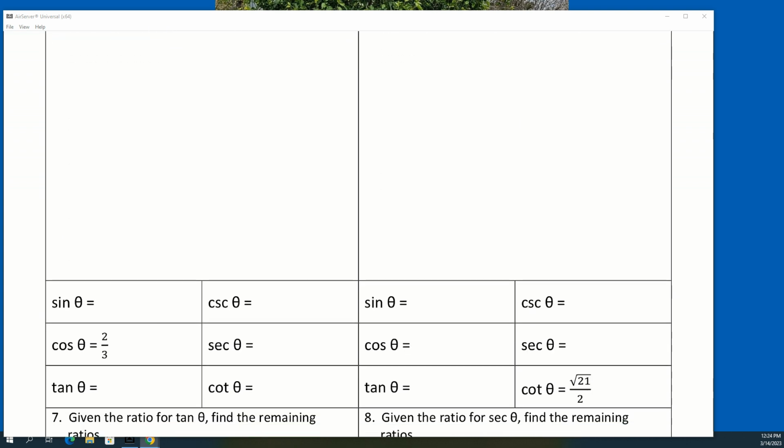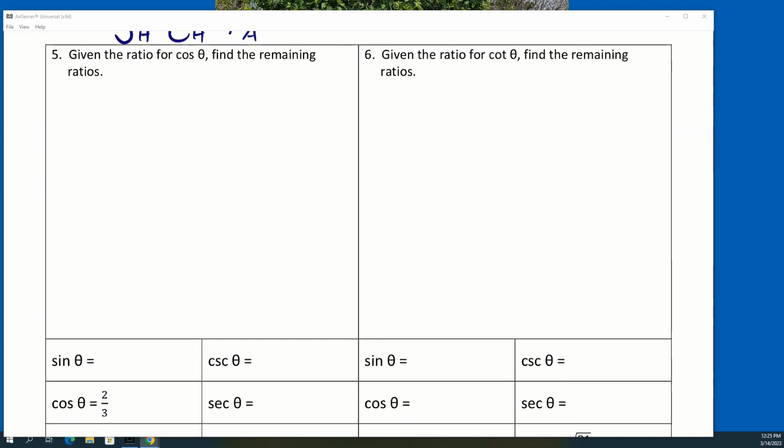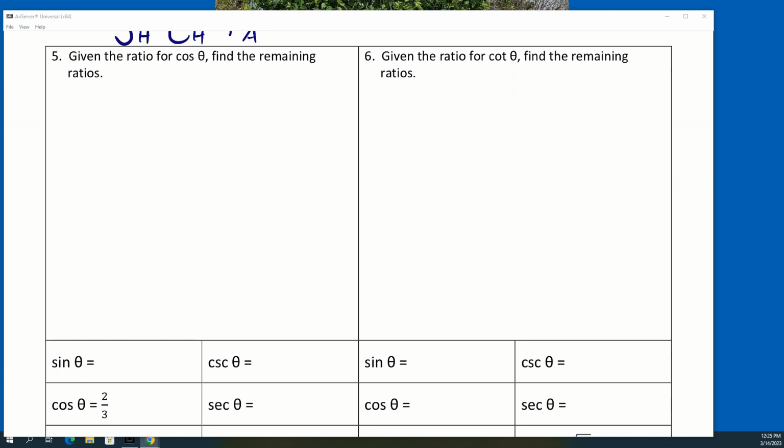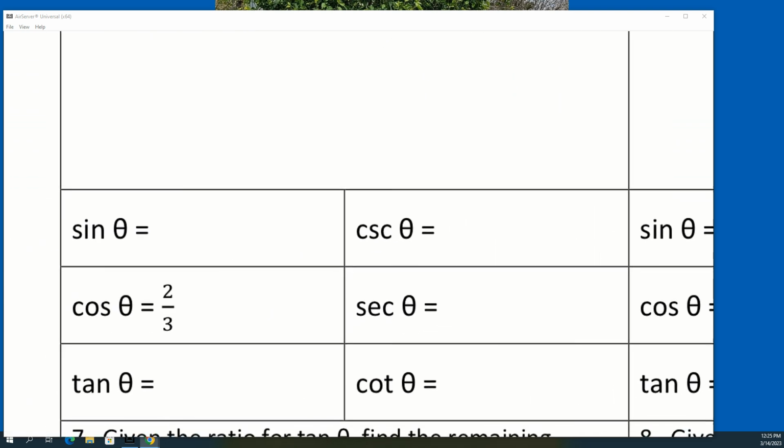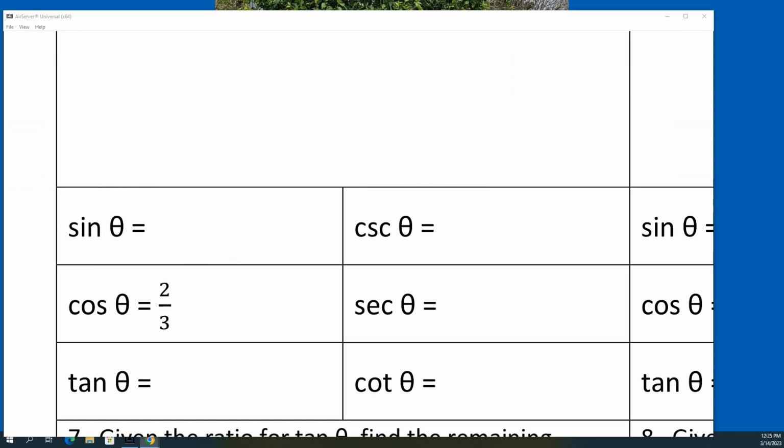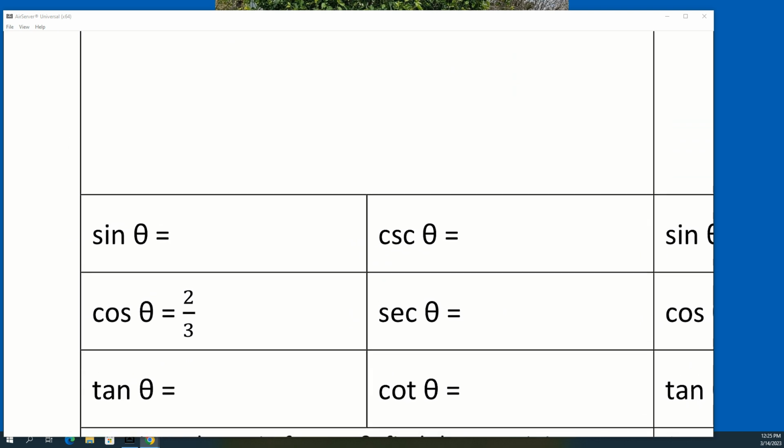Okay, so on this one, it tells you that you're given the ratio for cosine of theta, and we're going to find the remaining ratios. So down here, like where we were writing our answer to the problem, we know that the cosine is going to be 2 over 3, which that's the CAH part of SOHCAHTOA. So what this is telling you is that the adjacent is 2 and the hypotenuse is 3.